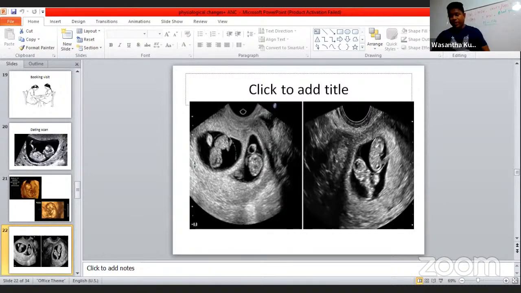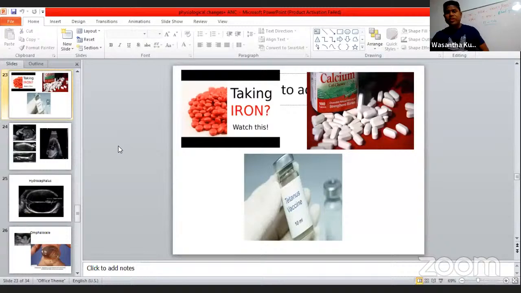These are the things that we will do routinely. Now suppose the first trimester is over and the patient is moving on to the second trimester. In the second trimester, what are the things that you have to do? Now the patient is already on folic acid. What are the other things that you will do in the second trimester? When the patient comes to the second trimester, you can put them on iron and calcium tablets routinely, each and every woman.